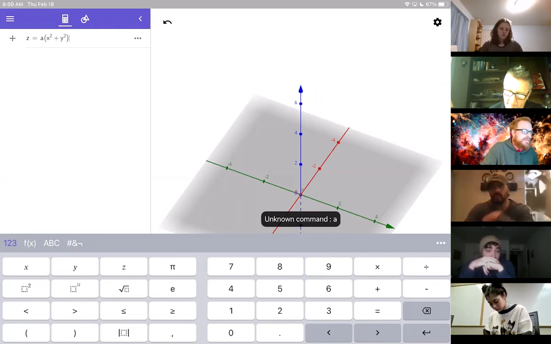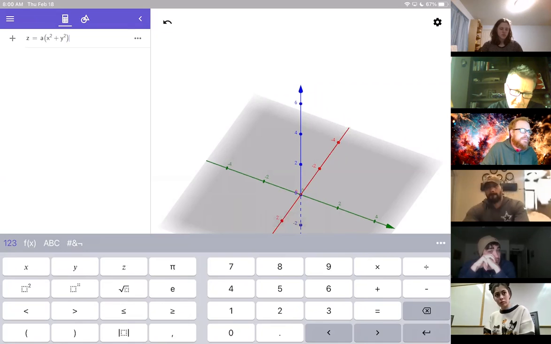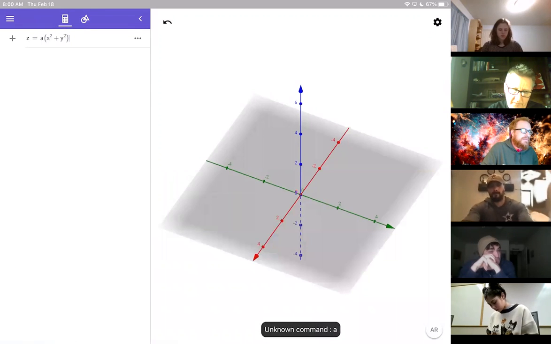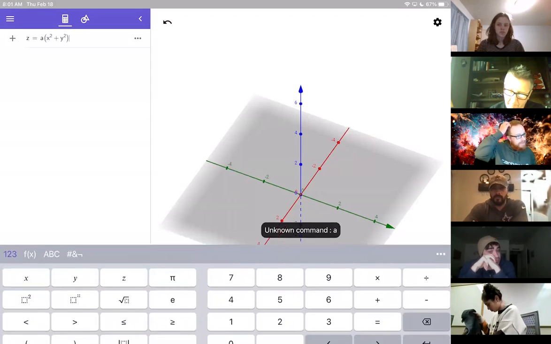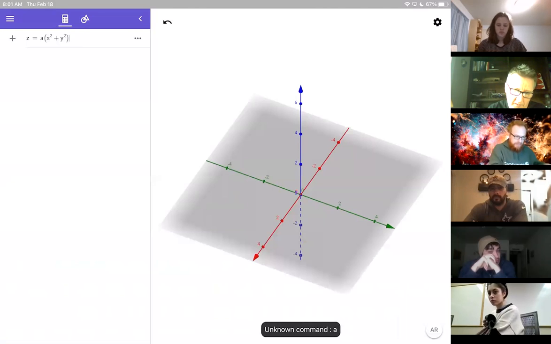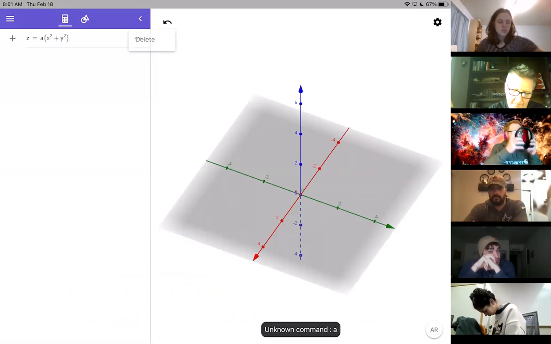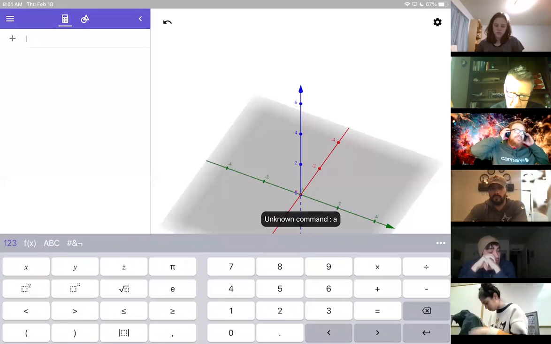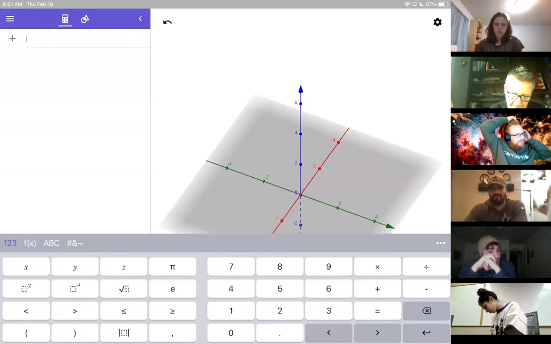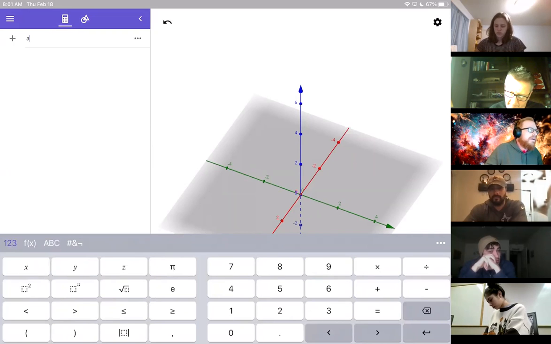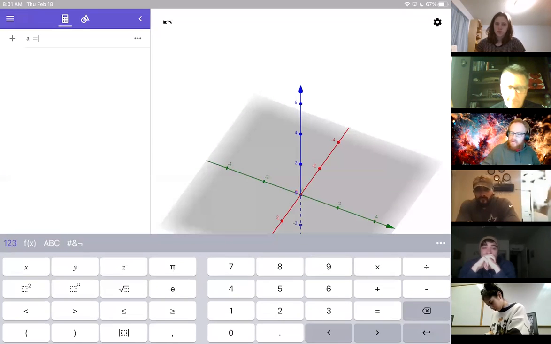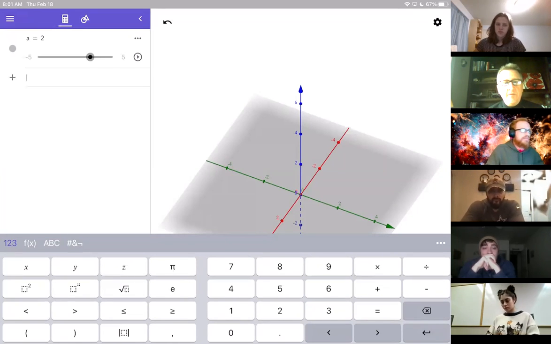Enter. Do I have to? I can't remember if I have to tell it what A is first. This program's a little clunky. Enter. Yeah, it doesn't like that. Delete. Should have just left well enough alone. So this is kind of this machine's version of a slider. If I go in there and I say A equals 2, for instance, now I can make A 2, 3, 4, 5, 6.